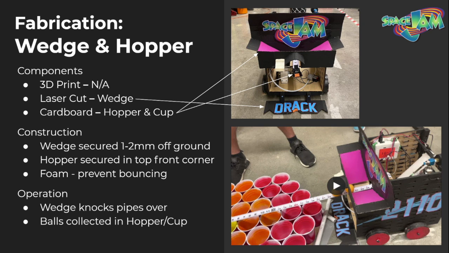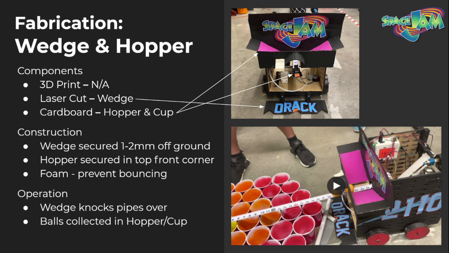In terms of the wedge and the hopper, we used a mostly cardboard construction, which ended up working very well, and we were able to get our complex shapes very easily. As you can see within the hopper, we have some purple foam, which, as well as looking really nice, also helps cushion the balls when they land in the hopper and makes it so that they don't bounce out.